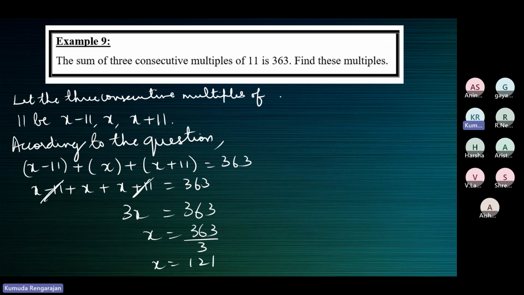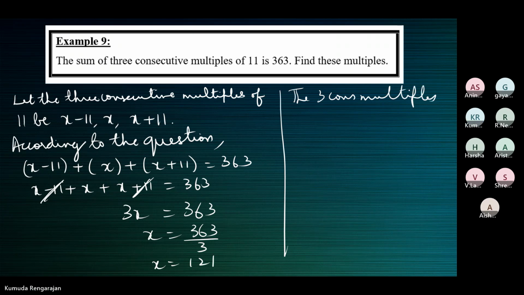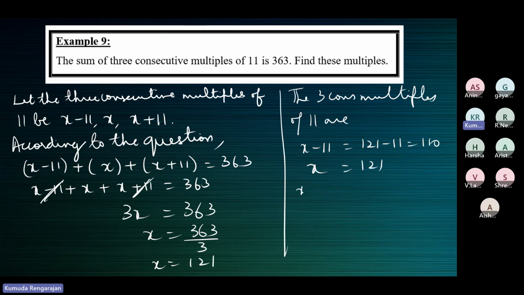So what are the three numbers? The three numbers are the three consecutive multiples of 11: x minus 11, so that is 121 minus 11, which is 110, x, which is 121 itself, and x plus 11, which is 121 plus 11, which is 132. So you get the same three numbers, but the value of x will be different.